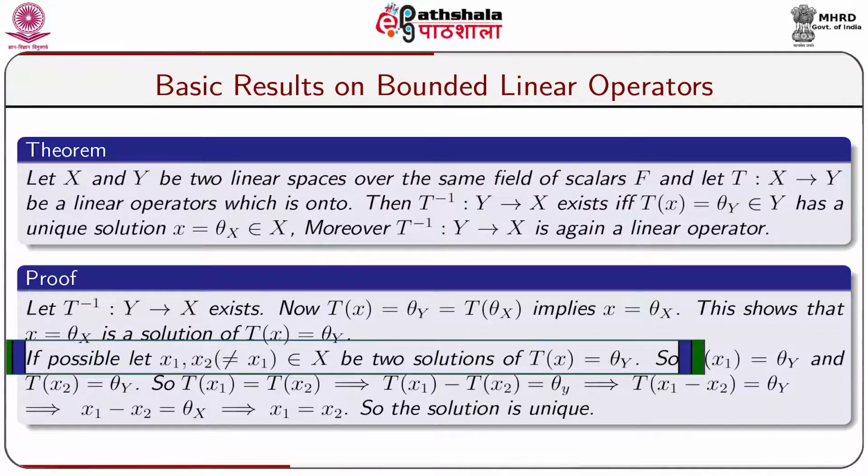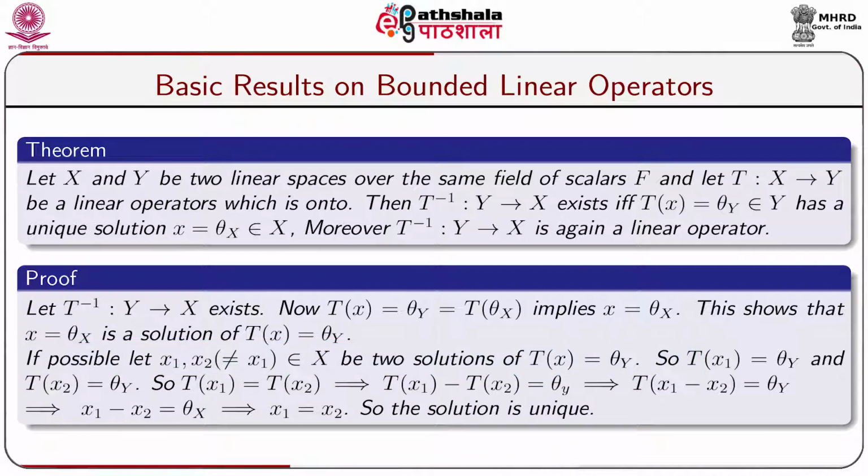If possible, let x1 comma x2, where x2 is different from x1, taken from X, be two solutions of Tx is equal to theta y. So Tx1 is equal to theta y and Tx2 is equal to theta y. So Tx1 is equal to Tx2 implies Tx1 minus Tx2 is equal to theta y, implies T of x1 minus x2 is equal to theta y, because T is a linear operator, which implies that x1 minus x2 is equal to theta x. This implies x1 is equal to x2. So the solution is unique.